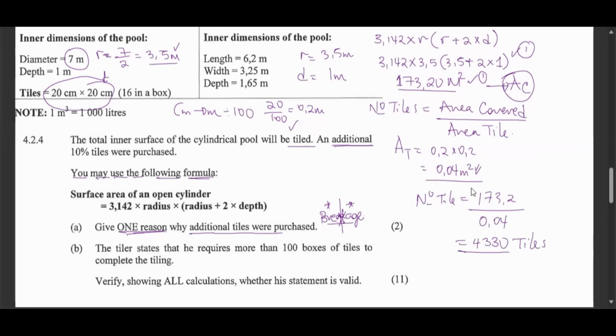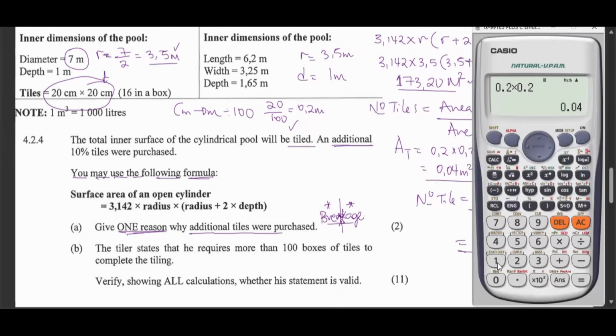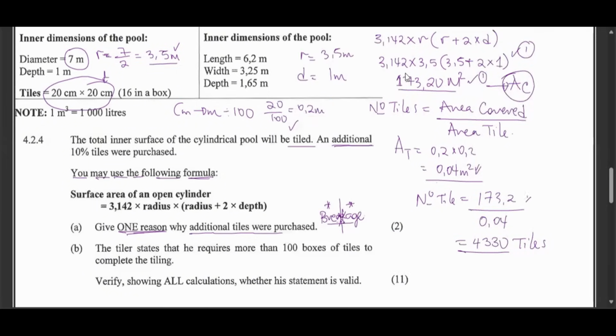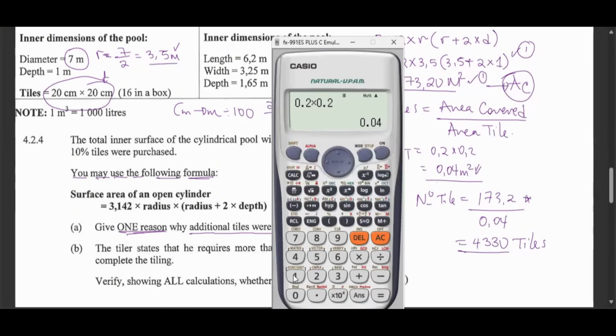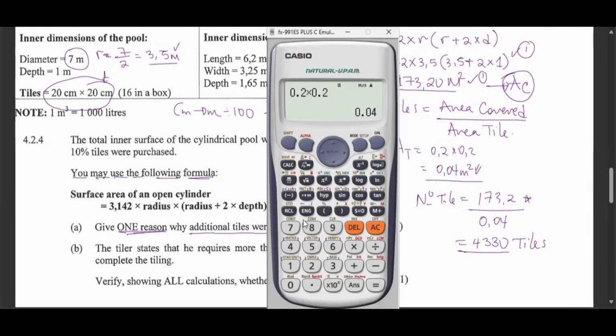Oh, wait, I didn't show you this. Let me use my calculator here to find out. I said we are looking at the area to be covered. I'm showing you how you do it on the calculator: 173,2 divided by 0,04, press equals. This is the answer that we have.